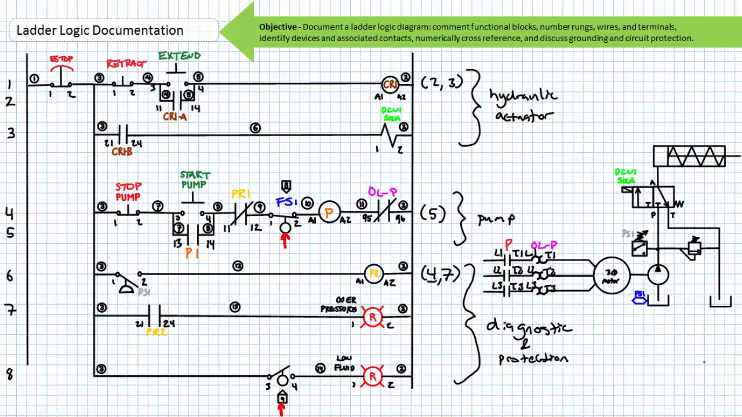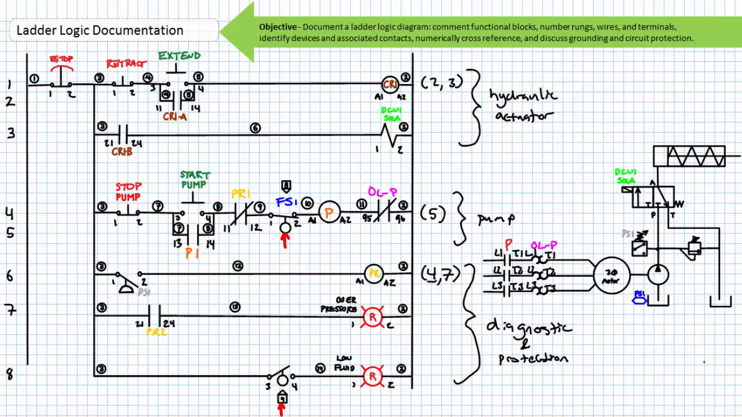That's it. We have properly documented this ladder logic diagram. We described the general purpose of the functional blocks on the right-hand side. We numbered the rungs on the left-hand side. We numbered the wires. We identified devices and their associated contacts, and then numbered their terminals. Finally, we numerically cross-referenced logical elements and mechanically interlocked devices.